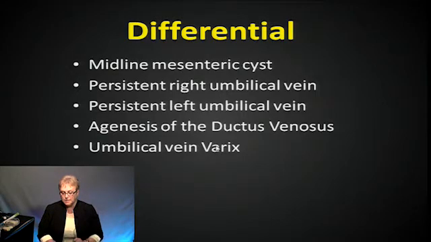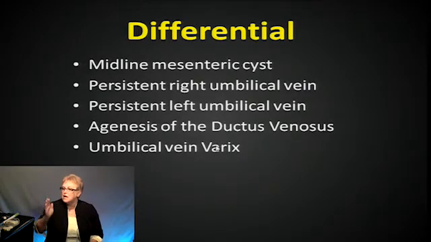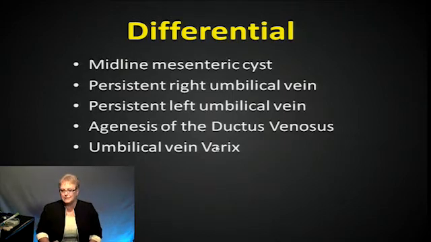Differential: midline mesenteric cyst, persistent right umbilical vein, persistent left umbilical vein, agenesis of the ductus venosus, or umbilical vein varix. In the beginning, everybody forgets that in early embryology there are 2 veins, 2 arteries. Almost always the right umbilical vein becomes atretic, and it's the left umbilical vein that we're actually seeing. It comes in midline, goes over to the left portal vein, so it's coming in and tipping over. You see the color going over towards the right side.